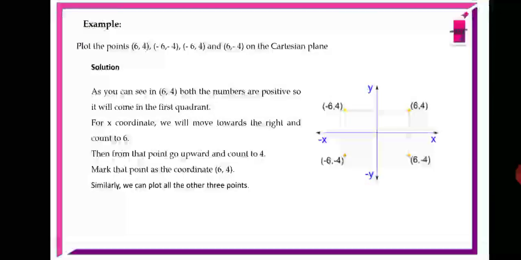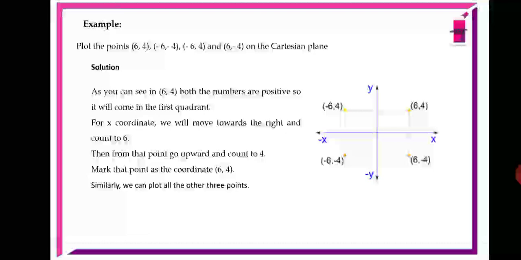This will conclude the class with an example. Plot the points (6, 4), (-6, -4), (-6, 4), and (6, -4) on the Cartesian plane. As you can see in (6, 4), both the numbers are positive, so it comes in the first quadrant. For the x coordinate, we will move towards the right and count to 6. Then from that point, go upward and count to 4. Mark the point as the coordinate (6, 4). Similarly, we are going to plot the other 3 points.